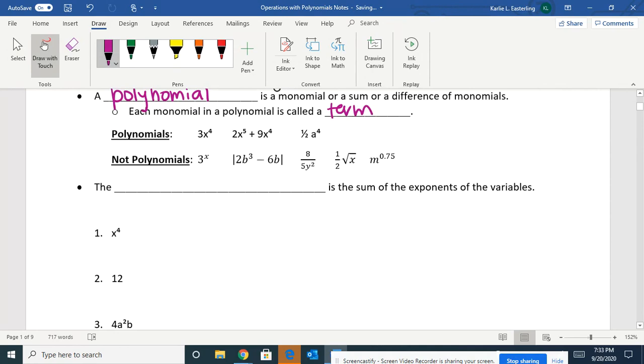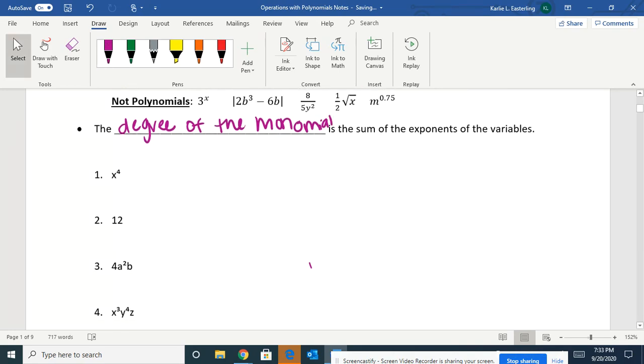All right, so the degree of the monomial is the sum of the exponents of the variables. So we're just talking about variables here. So for example, if we're looking at x to the fourth, that has a degree of 4. If we're looking at 12, though, we don't have any variables. We just have numbers. So we have 0.